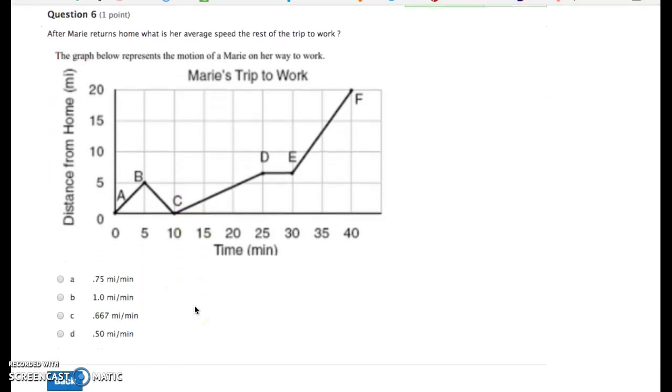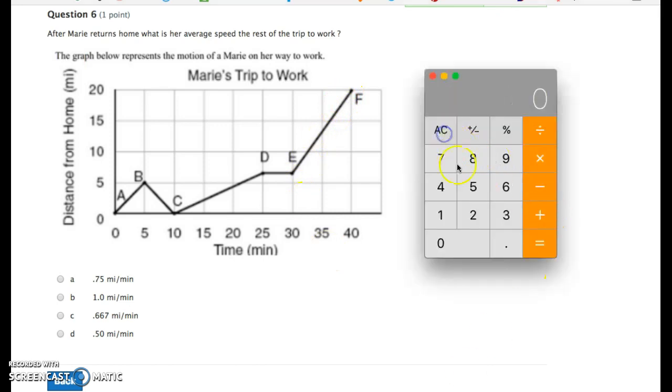Question 6. After Marie's return home, what is her average speed for the rest of the trip to work? So you're focusing on segment C to F, all of the distance and time that occurs from segment C to F. Okay, so let's look at the distance change. The distance change starting at 0 goes over here to probably about 7 or so, and then up here to 20. So your distance would be 20, and then you're going to divide by the time that takes place from segment C to F.